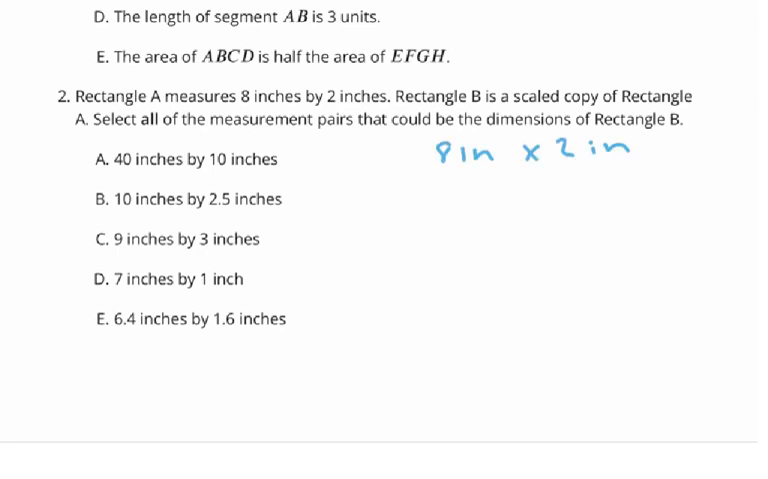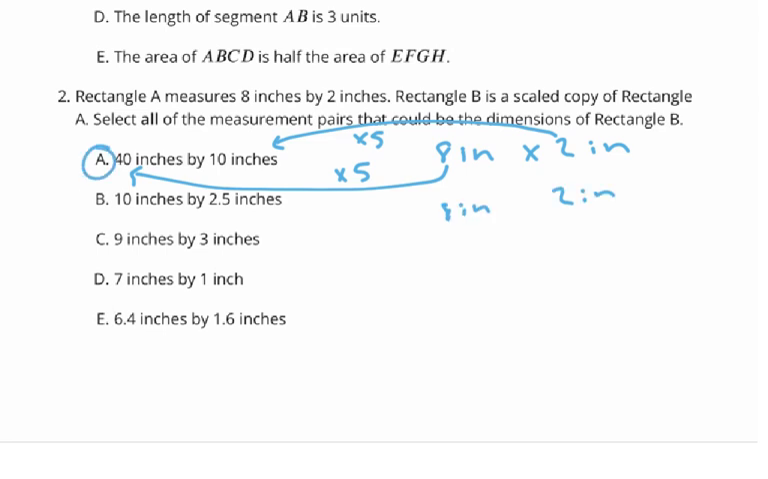So I know that for it to be a scale drawing, I need to multiply by the same number every time. So with the first one, since I know my multiplication facts, I could think 8 times what gives me 40, and I know that 8 times 5 is 40. And then I would just want to double check, does that work for 2 as well? And 2 times 5 is also 10. So A is a correct answer.